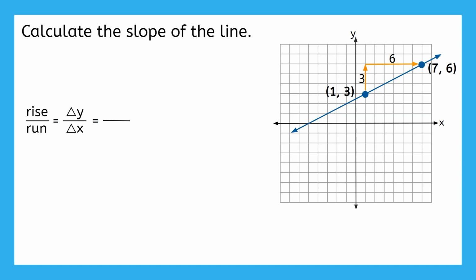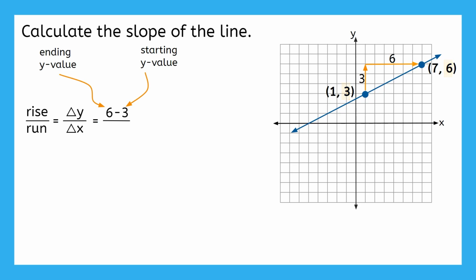What operation could we use with the numbers 6 and 3 to figure out that the y value changed by 3 units? How could 6 and 3 give us an answer of 3? Yep, we can subtract. And more specifically, we can subtract the y value of the point we started at, which is 3, from the y value of the point we ended at, which is 6.